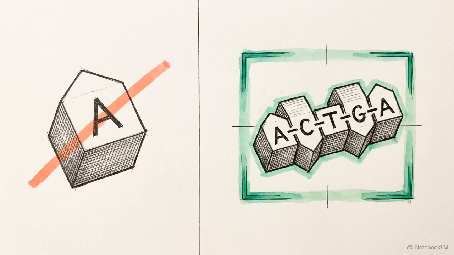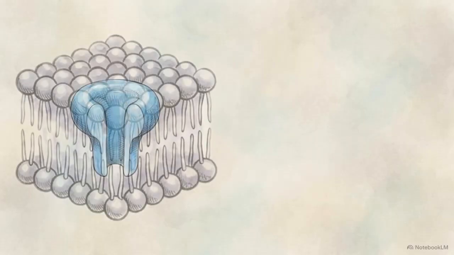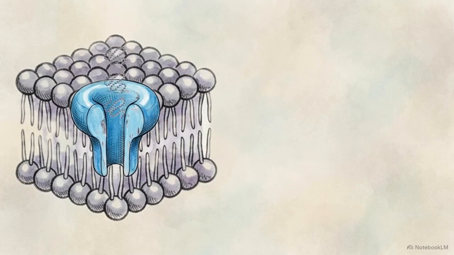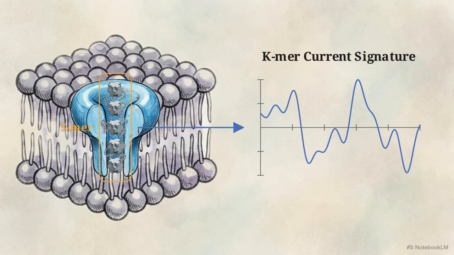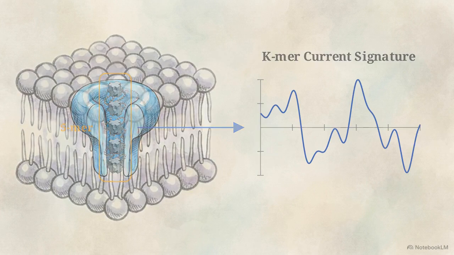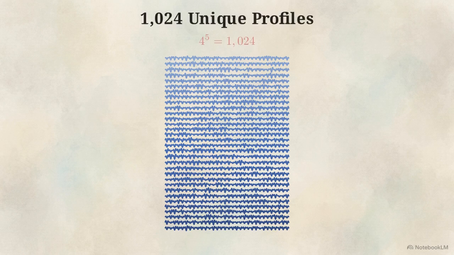Pushing past the 85% accuracy ceiling requires reframing how the signal is interpreted, moving beyond single-base detection entirely. The physical reality of the nanopore is that it doesn't isolate one base at a time. The channel measures the aggregate obstruction of 5 to 6 bases occupying the space simultaneously. To solve for the ambiguity, the system uses a k-mer model. Instead of looking for 4 single bases, the target shifts to the 1,024 unique current profiles emitted by every possible combination of 5 consecutive bases.